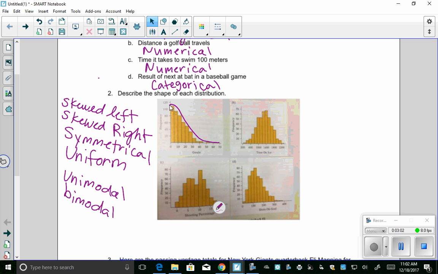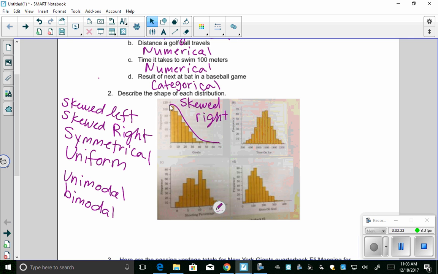So this one, where's the small part of it? On the right. So this one is skewed right. Because all that stuff is over here, it's high at the top over here. So the next one is on the other side, so that one is skewed left. Yes. Okay. So the next one, what do you think it's going to be?